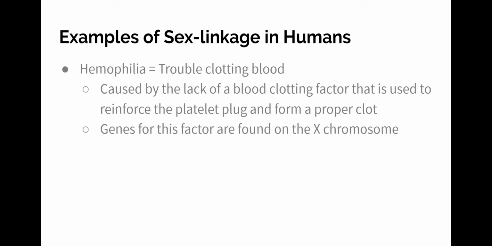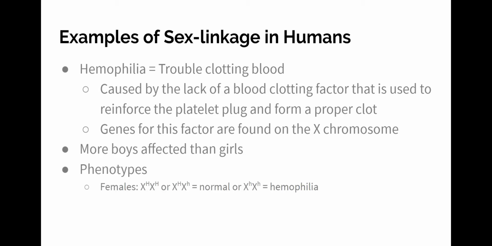This is actually found on the X chromosome, and more boys are affected than girls, for the same reason that we saw before. They either have it or they don't. The phenotypes for females can be homozygous dominant normal, a heterozygous or carrier individual, or they could have hemophilia with X little h. Males, on the other hand, either have it or they don't. They either have the normal gene or they have the hemophilia gene.